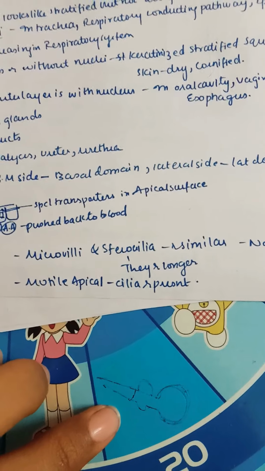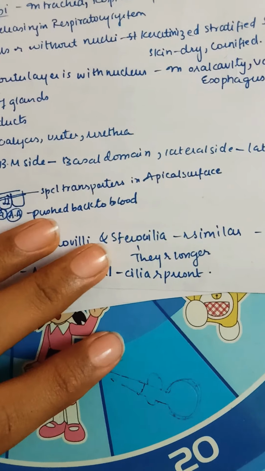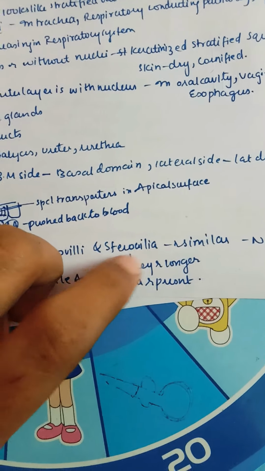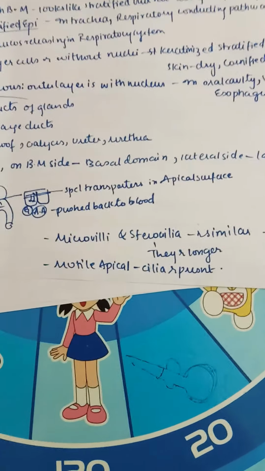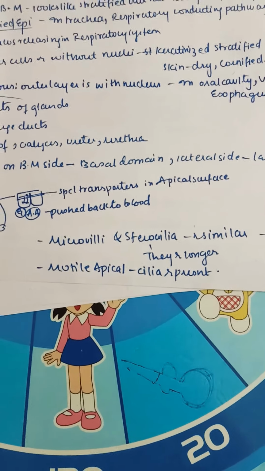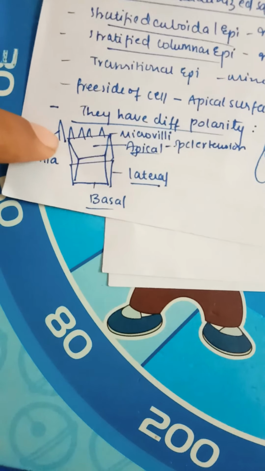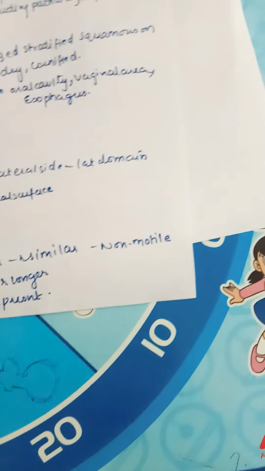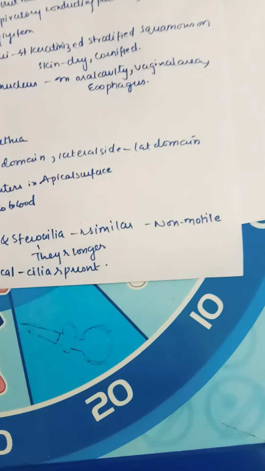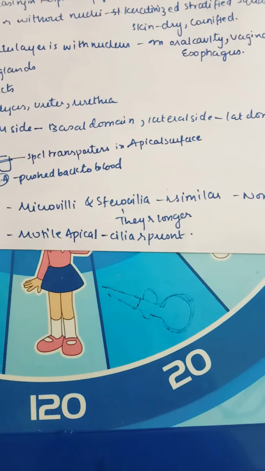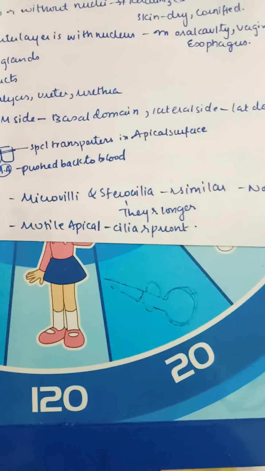We know this process. So microvilli and stereocilia, what is the difference between them? Actually both are microvilli, but stereocilia is a misnomer. Stereocilia are not cilia, they are microvilli, but the only difference is that stereocilia are longer. You can see this is microvilli, but stereocilia are more elongated. They are similar and non-motile. We know that microvilli are non-motile, but cilia are motile structures. So the stereocilia are also non-motile. The motile cilia are present in the apical parts, right?